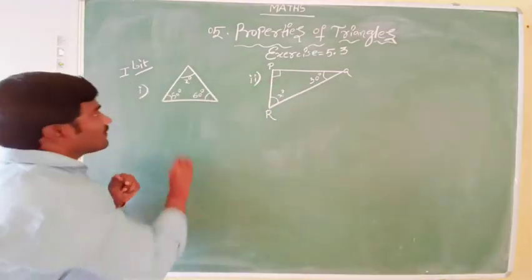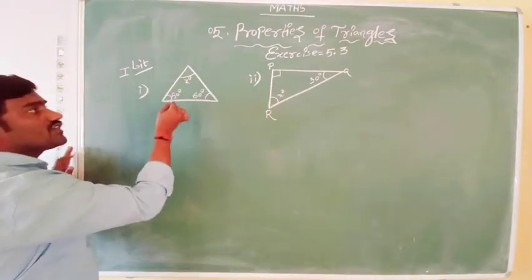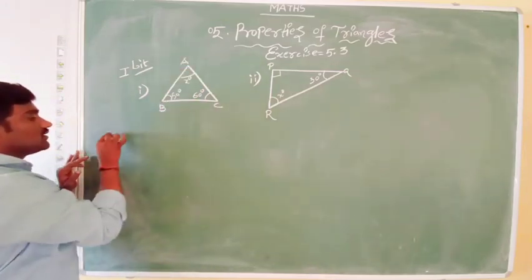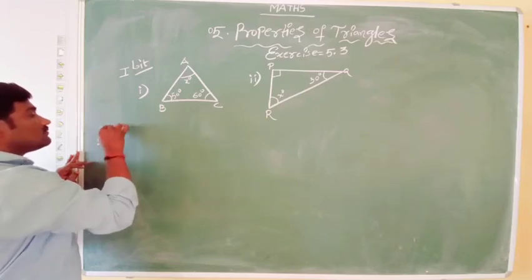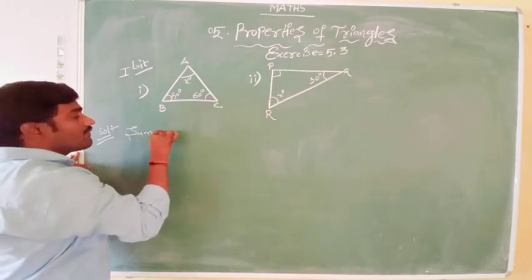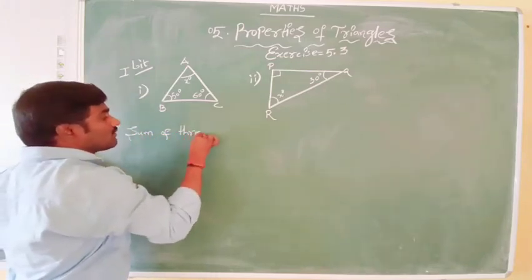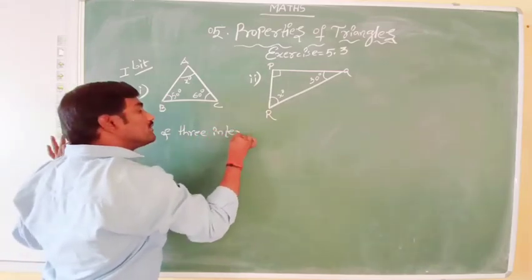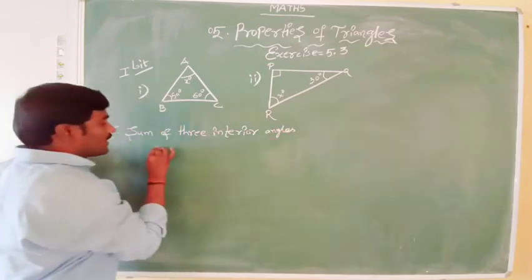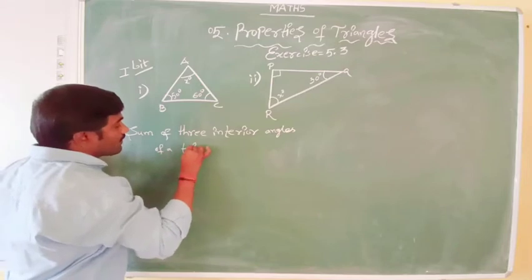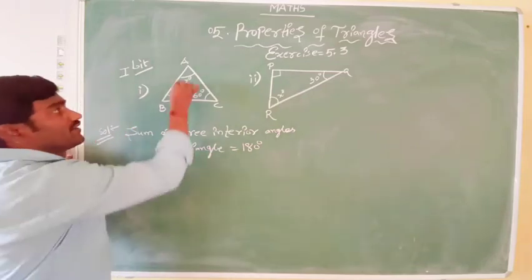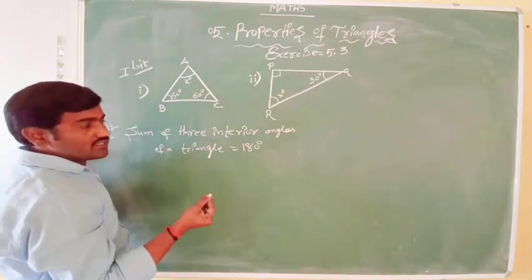As we know from the properties of triangles, the sum of three angles will give us 180 degrees. Here, triangle ABC. So first one, solution. Sum of three interior angles of a triangle is equal to 180 degrees. We know that when we add these three angles we get 180 degrees. Then only it's called a triangle.